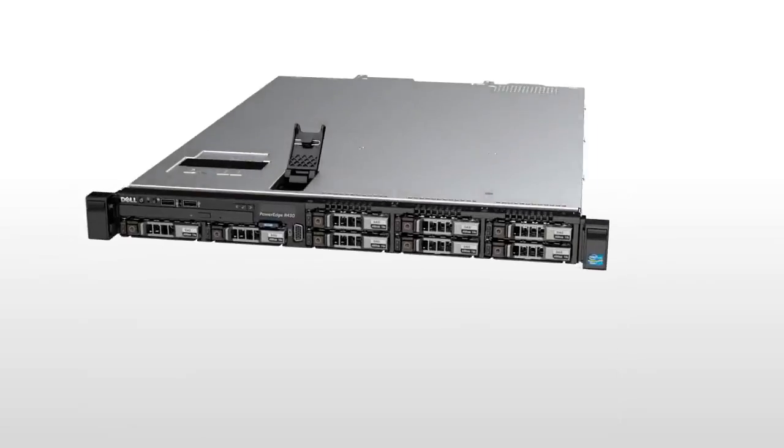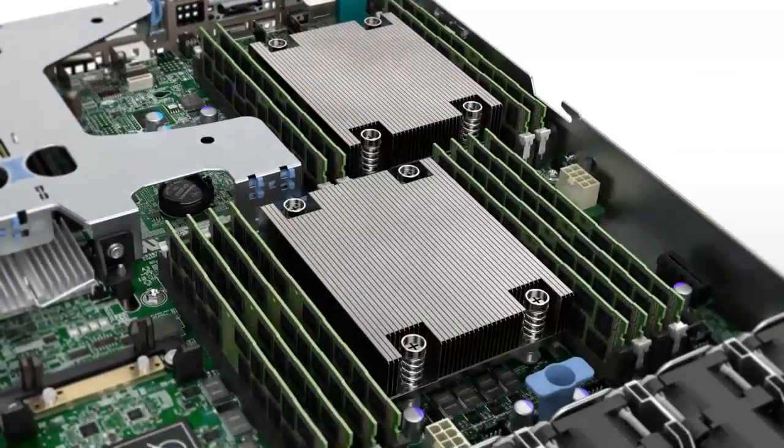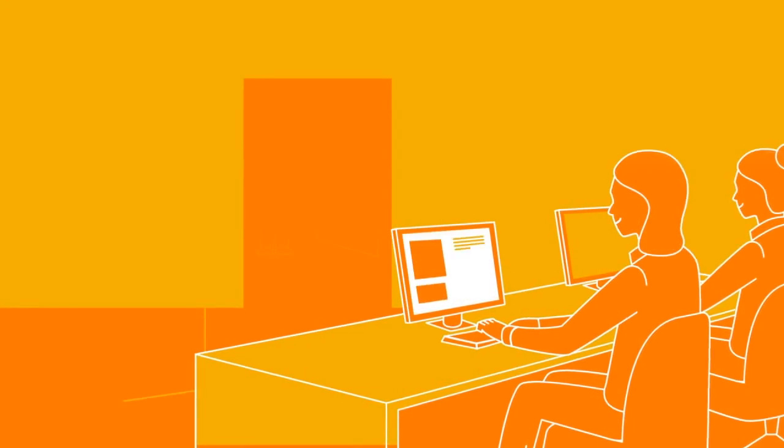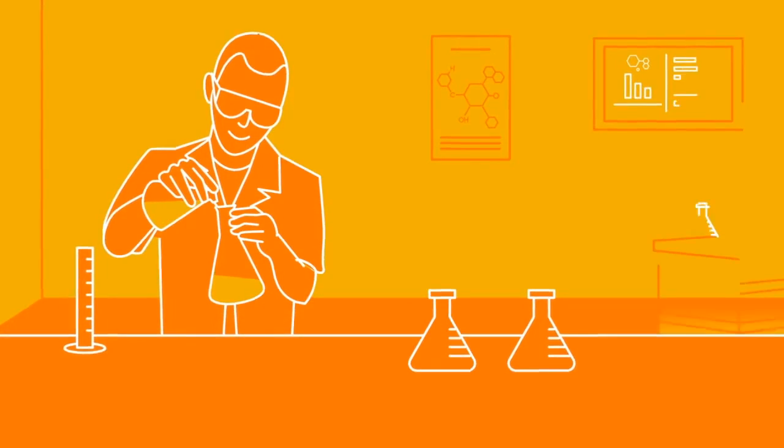Inside that chassis, users will find the outstanding performance and energy efficiency of up to two Intel Xeon E5-2600 v3 processors. This new family of Intel processors boasts a range of features that enhance virtualization, security, and performance in both business processing and high-performance computing.